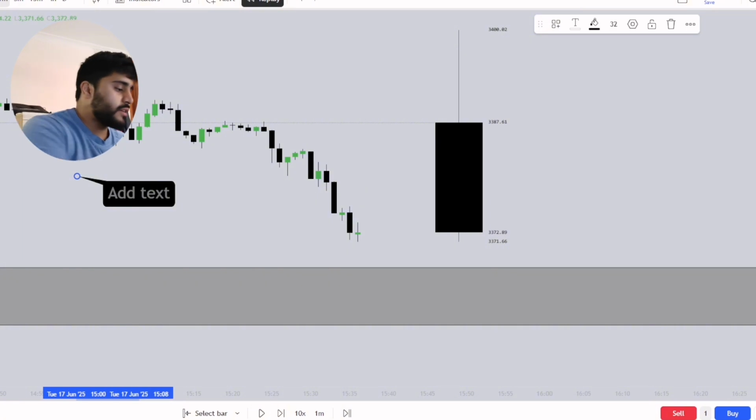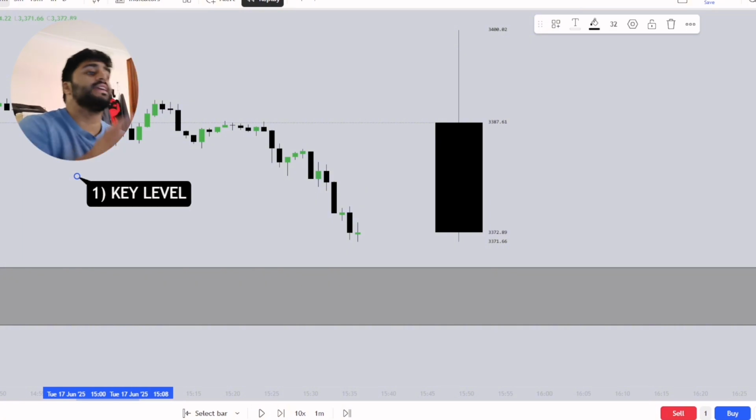So what's going on here is we're looking for a tap into a key level, right? We want to see a key level being hit, right? No level, no trade. It's that simple. No level, no trade, right? If you're not trading at a key level, you're gambling.